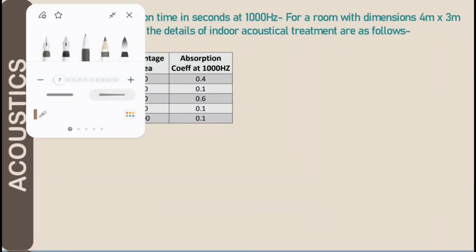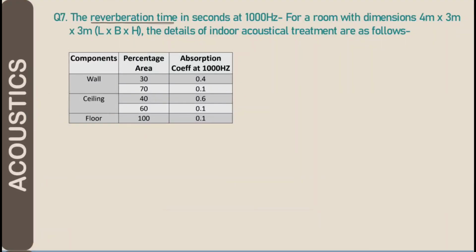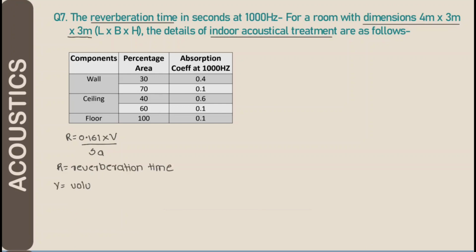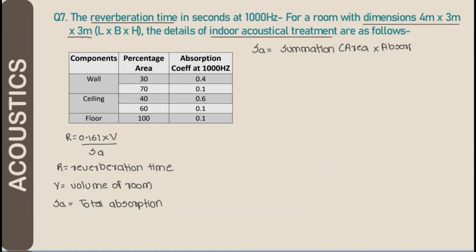The reverberation time in seconds for a room with dimension of 4 into 3 into 3. The details of the indoor acoustic treatments are given as follows. So we know that R is equal to 0.161 into V divided by SA, where R is the reverberation time, V is the volume of room and SA is the total absorption. SA can also be written as summation of area into absorption coefficient.